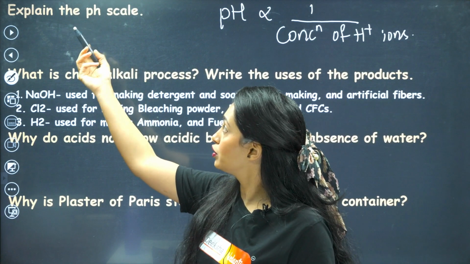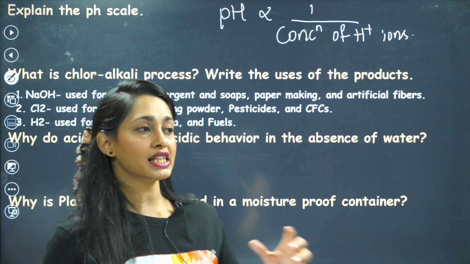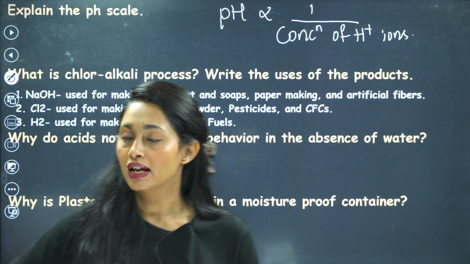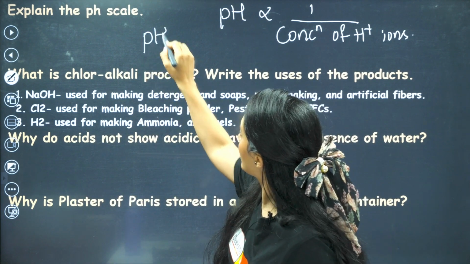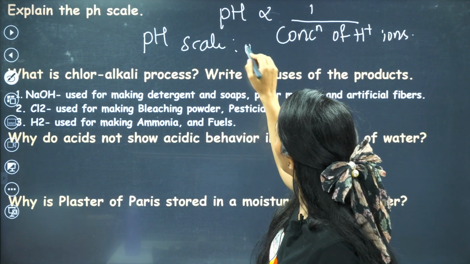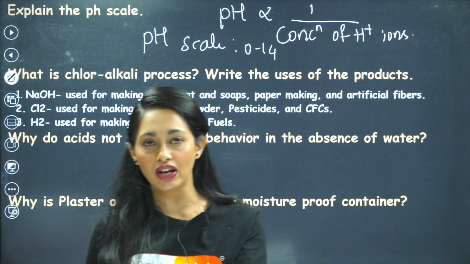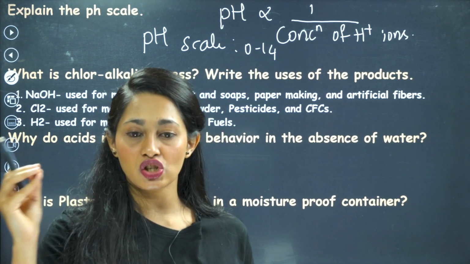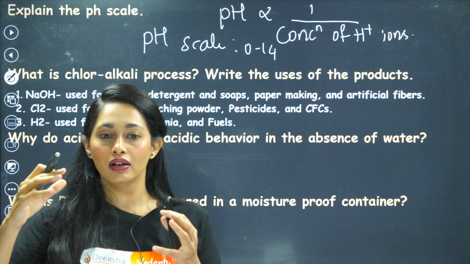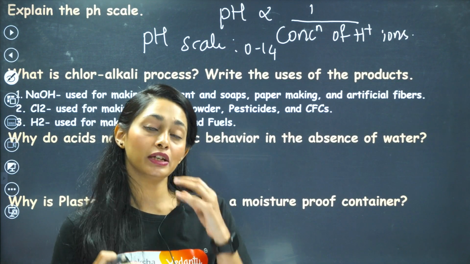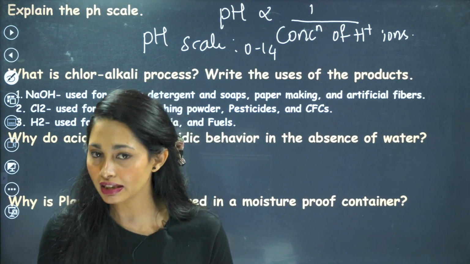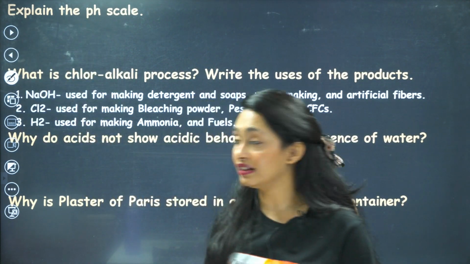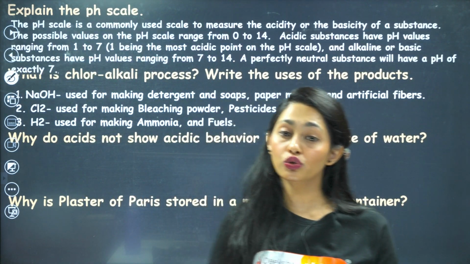And you can mention the use. pH scale is used to measure the basicity or acidity of a substance. pH scale ranges from 0 to 14. So below 7, it indicates acidic substance. If the pH is above 7, then it means that the substance is basic in nature. And if pH is exactly equal to 7, then that substance is a neutral substance.